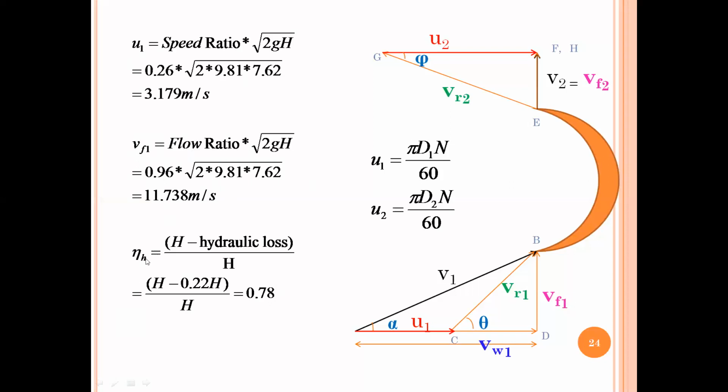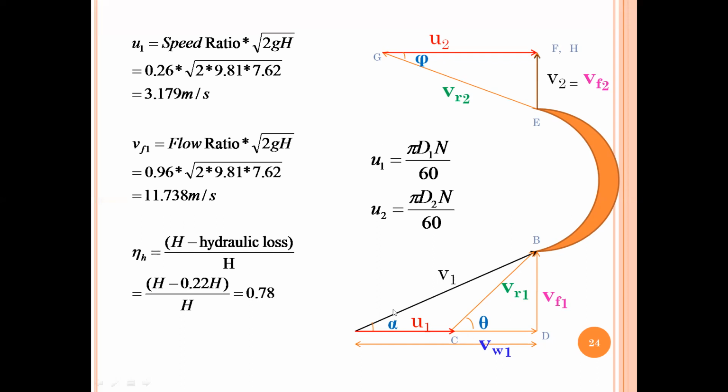And then to calculate your hydraulic efficiency, losses are given. So the initial head is H. So there's a loss of head. They've told 22% is a loss. So when I put in the formula, I'll be having H initially minus 0.22 H divided by H. I'll be getting my hydraulic efficiency as 0.78. And this hydraulic efficiency is for calculation of your VW1.